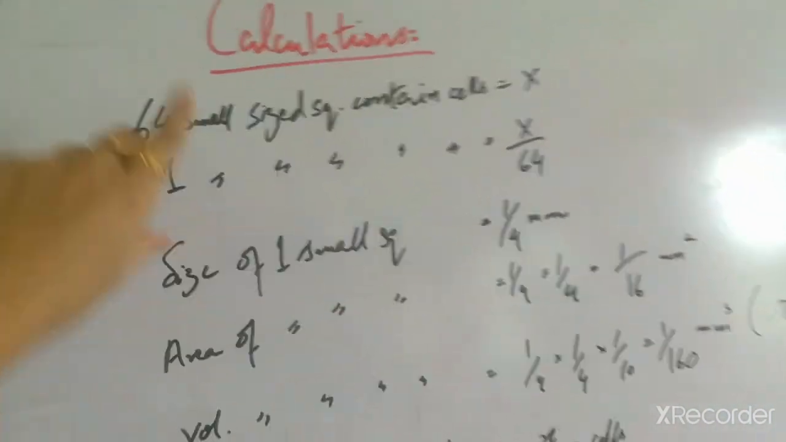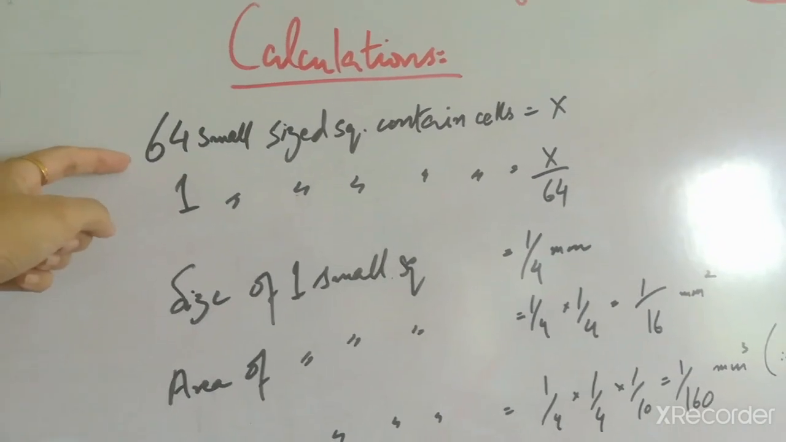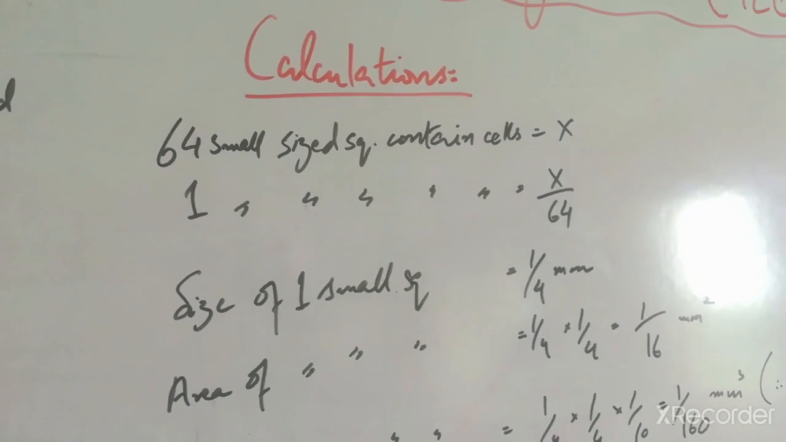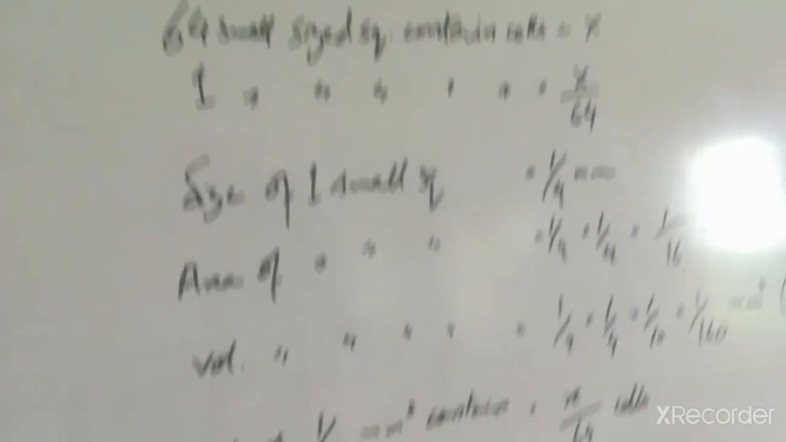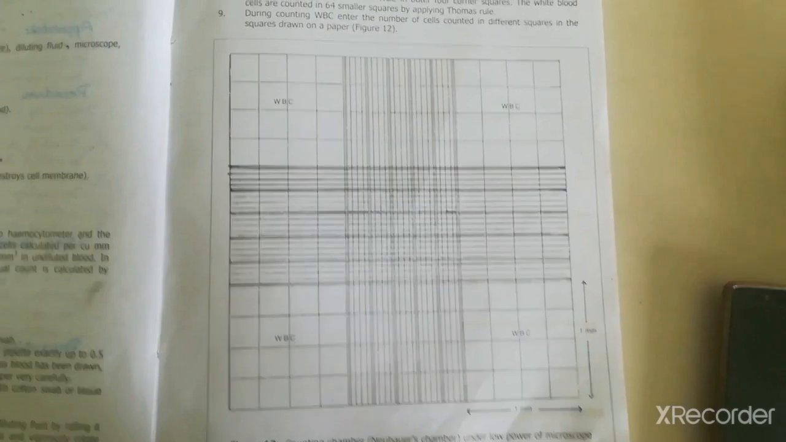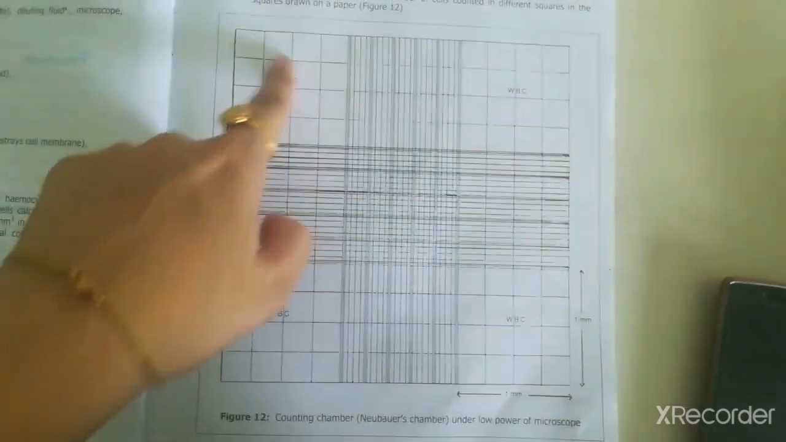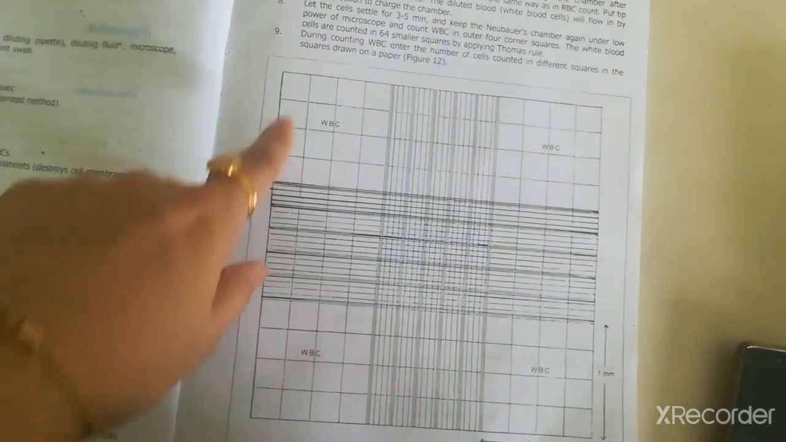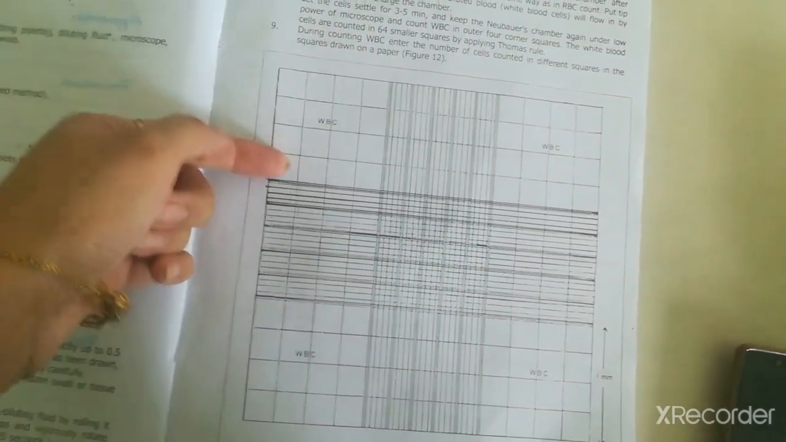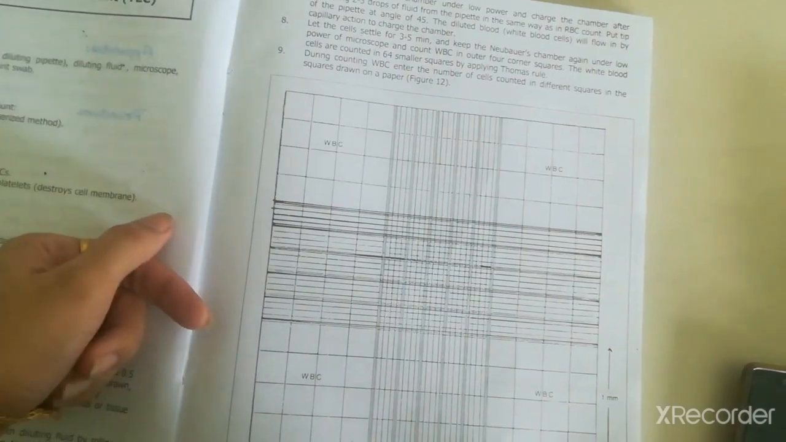Okay, let's move to calculations. First of all, we will take 64 small size squares containing the cells, that is number X. To understand that, let's come back to the Newbor's chamber. If you can recall the Newbor's chamber from your previous experiments, you can see that there are total 9 boxes in this one big square. We will divide this one big square into 9 equal size boxes, and further the outer size boxes are divided into total 16 boxes, 4 on this side and 4 on this side.